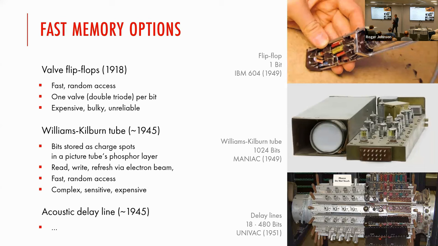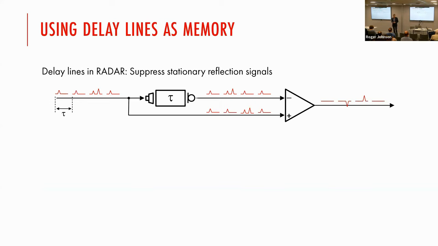Let's not do that. Back to acoustic delay line memory, which had the big advantage of being derived from a technology that was already known at the time. So it looked like a safer bet. Turned out to be more difficult to pull off. Acoustic delay lines were known from radar technology.